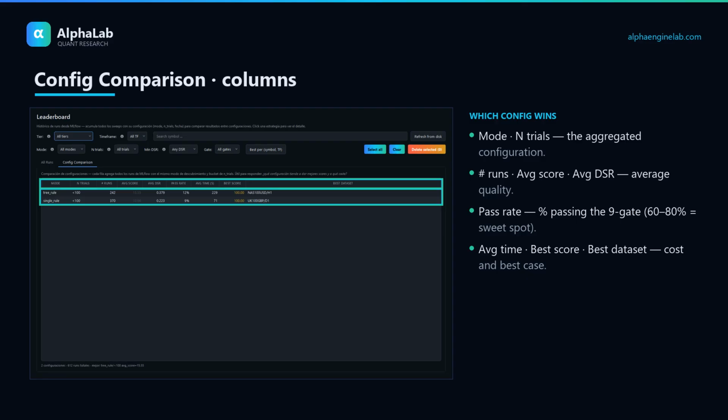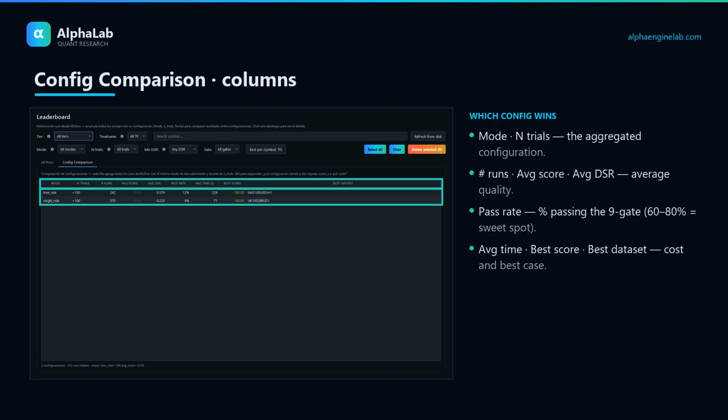Each row is identified by mode and, in trials, the configuration. Runs is how many runs fall in that group. Average score and average DSR are the average quality of that configuration. Pass rate is the percentage of runs in the group that would pass the 9 gates, using a proxy of DSR, Sharpe, drawdown, trade count, and PBO. A bucket with a pass rate between 60 and 80% is a good sweet spot.